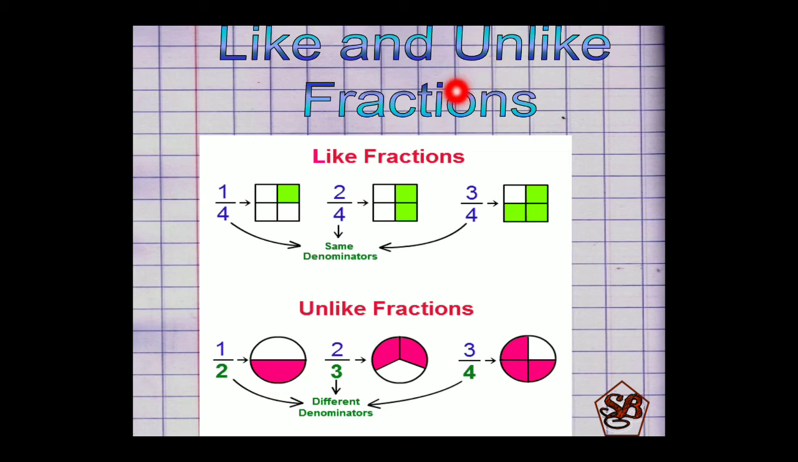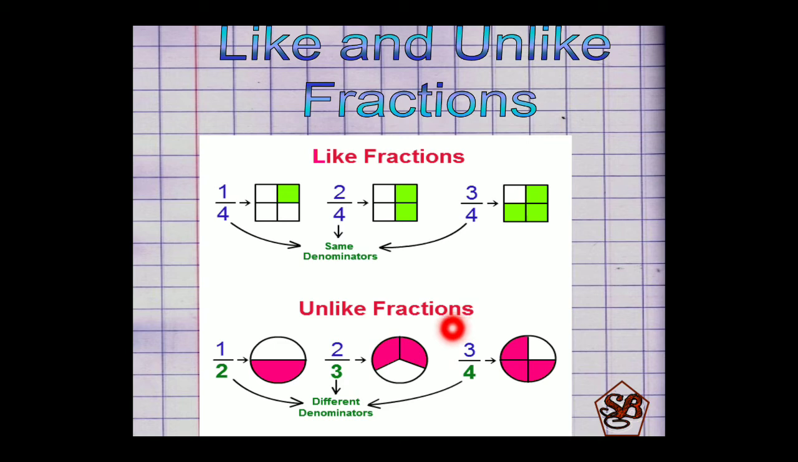Like and unlike fractions. These types of fractions are possible when we have a group of fractions, that is, we have more than one fraction to compare. Like fractions are those fractions in which all the denominators are the same. For example, 1 by 4, 2 by 4, 3 by 4. In all these cases, the denominator is 4 only, no matter what the numerator is.